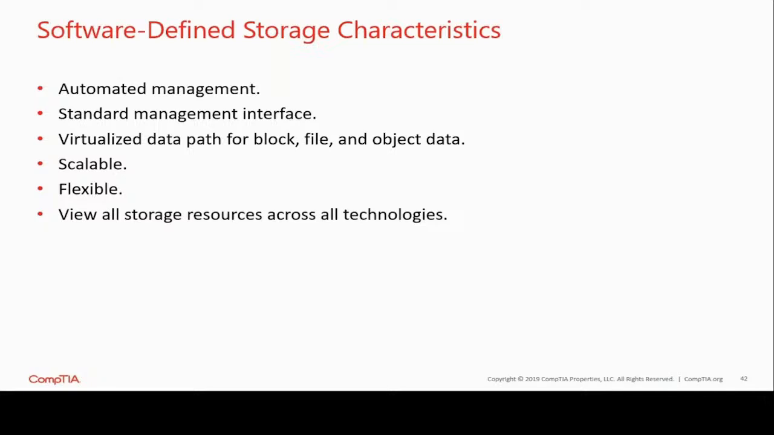Then they have their standard management interface. AWS has its own perspective, as I showed you, on how they manage, and Azure has its own way of managing their data. But the virtualized data path, either it will be kept in a block, or file, or on object. These are the three ways by which you will store your data, whether it's on AWS, on Azure, or on Google. Clear?